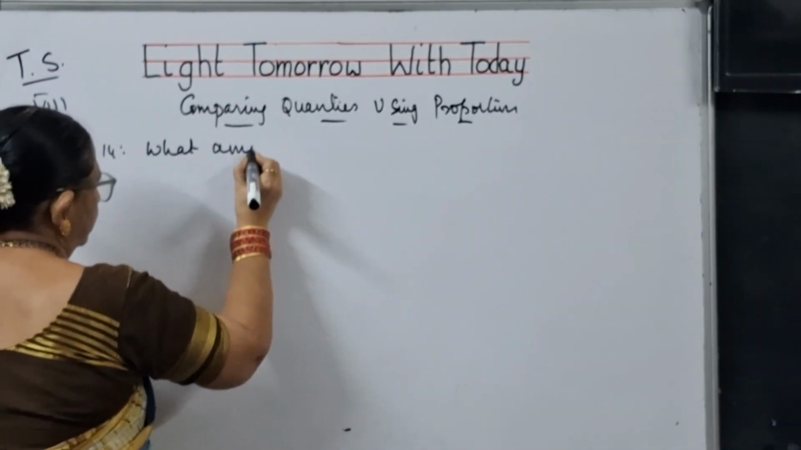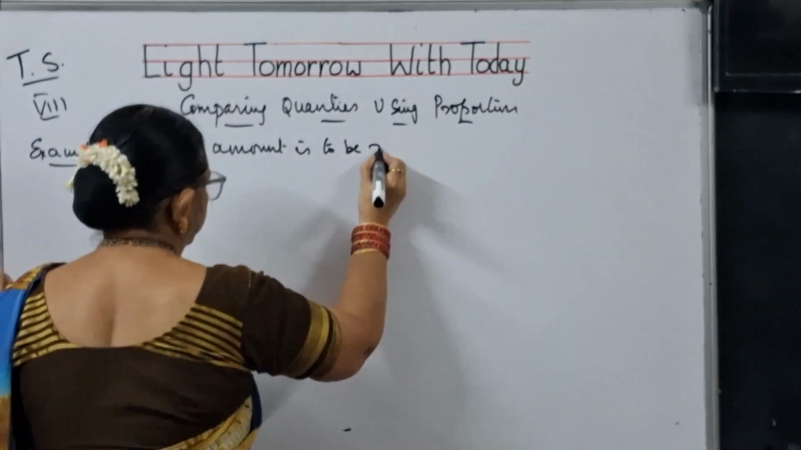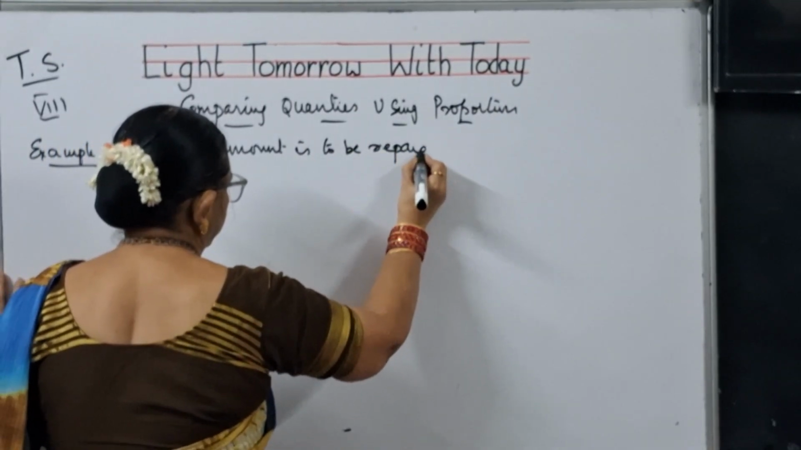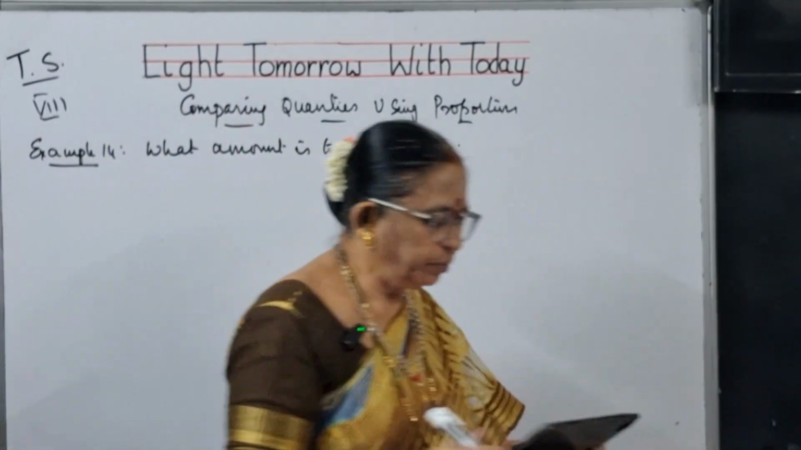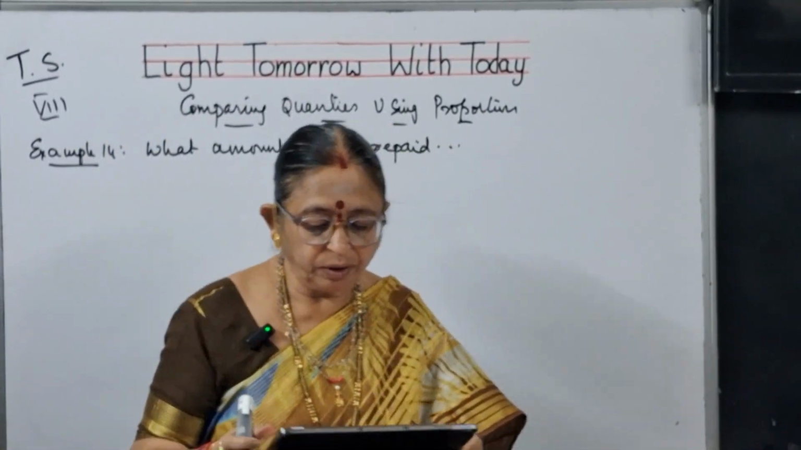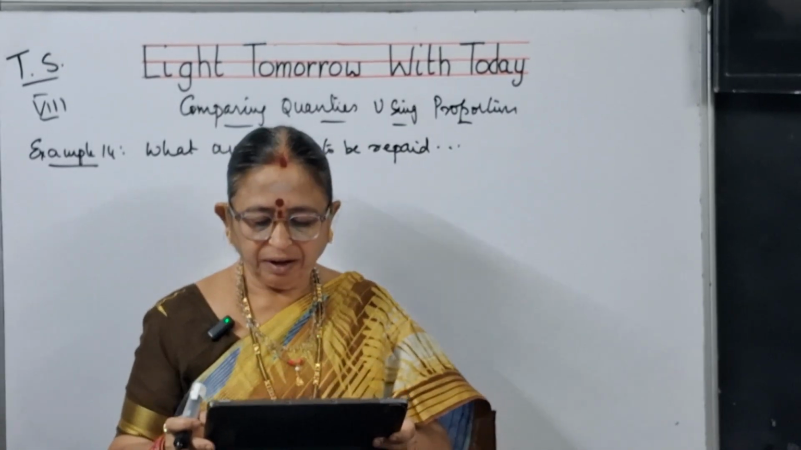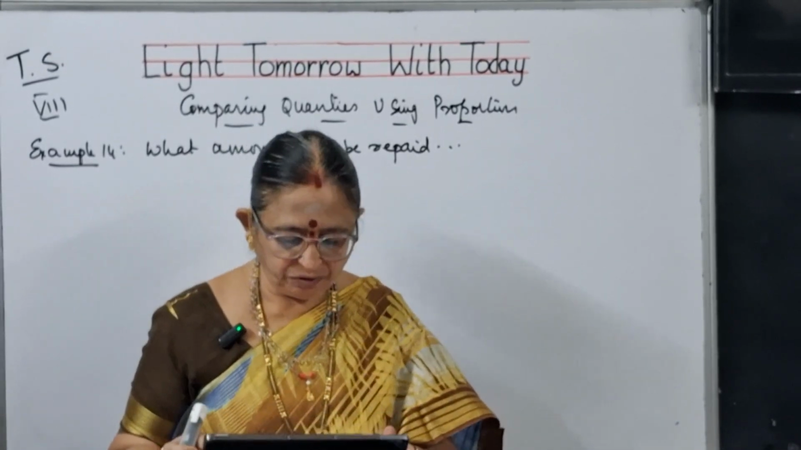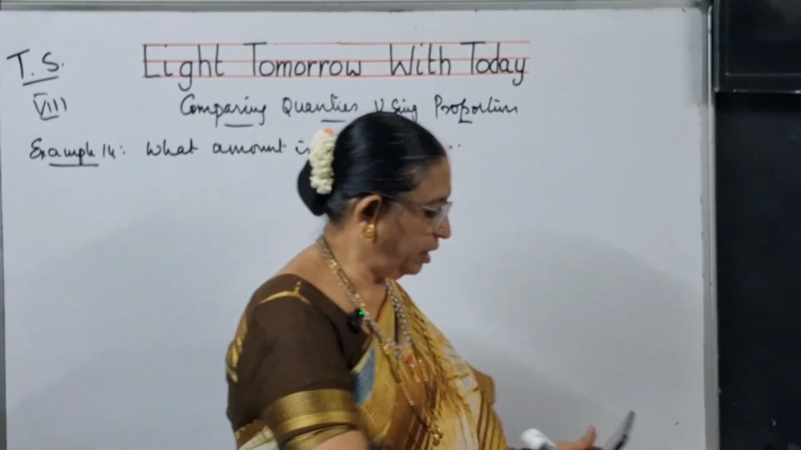What amount is to be repaid? It goes on like this. Let me read the sum. What amount is to be repaid on a loan of rupees 12,000 for 1.5 years at 10% per annum interest if interest is compounded half yearly?